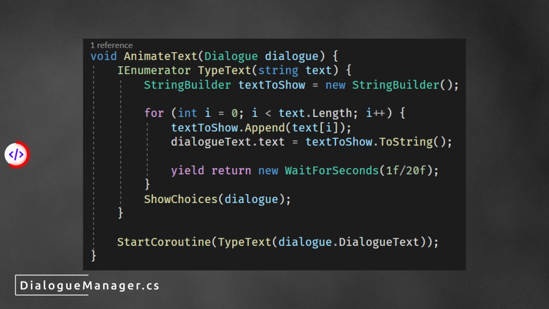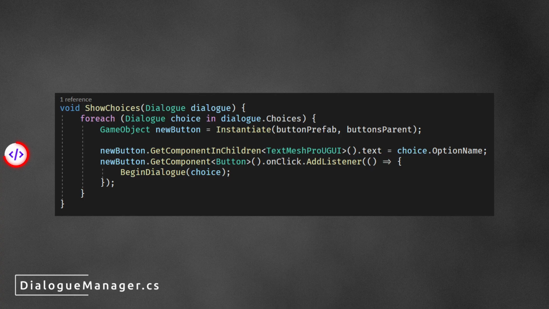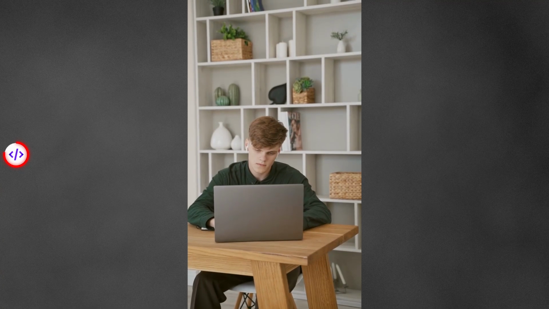Animate text is responsible for displaying the dialogue. I have a nested coroutine here that builds the text at a speed of 20 characters per second. When everything is displayed, we show choices. Showing choices is just creating buttons for each choice that begin the dialogue. This is the recursive part. And guess what? That's it.